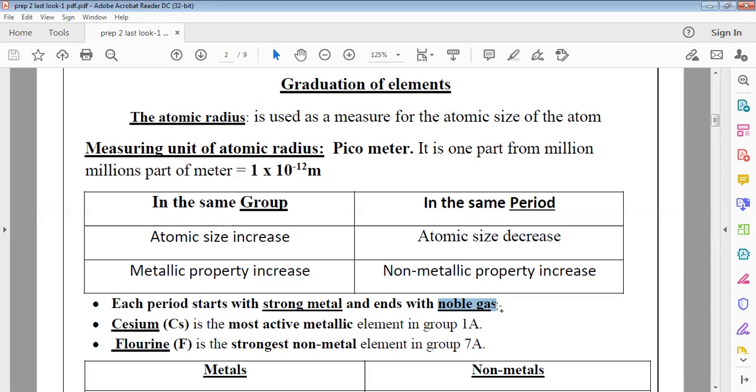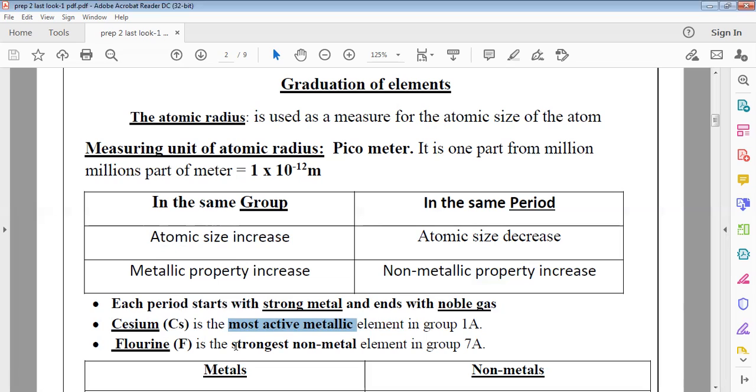What is the difference between them? Cesium is said to be the most active metal in the table, especially in group 1A. Why? I'm going to give the reason. Why was it the most active metal? Because it has the largest atomic size. As we said a little while ago, whenever we go from up to down in the same group, atomic size increases. So cesium, which is in group 1A, has the largest atomic size and is the most active metal in group 1A.